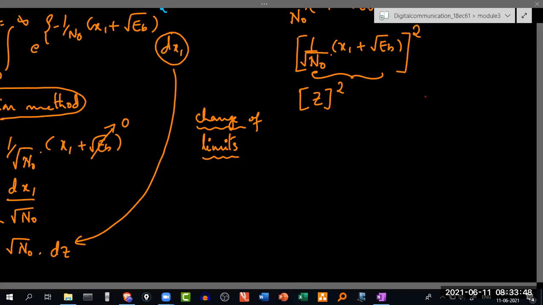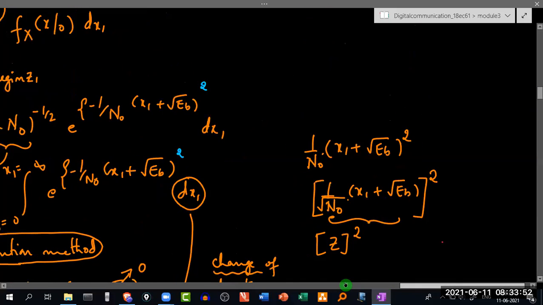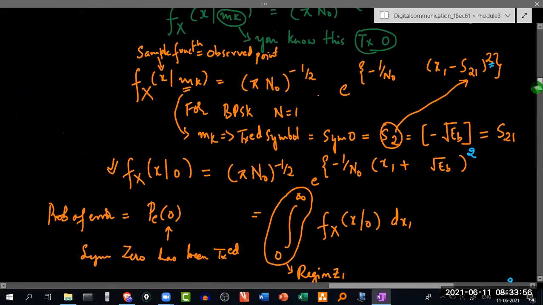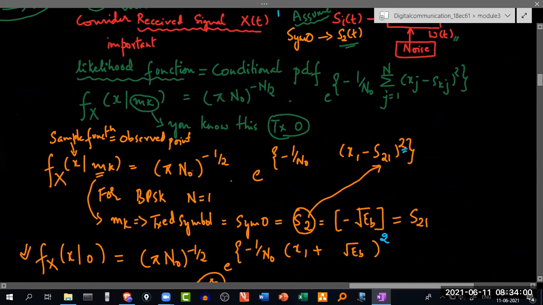So in our previous class, we were in an approach to derive an expression for probability of error. And in order to derive this expression, we were supposed to consider the likelihood function, which is also called the conditional PDF. And we are quite familiar with this equation.